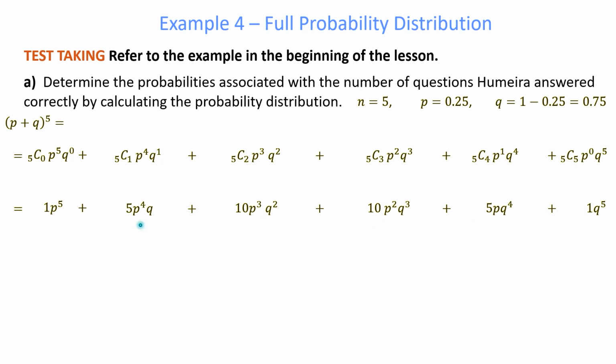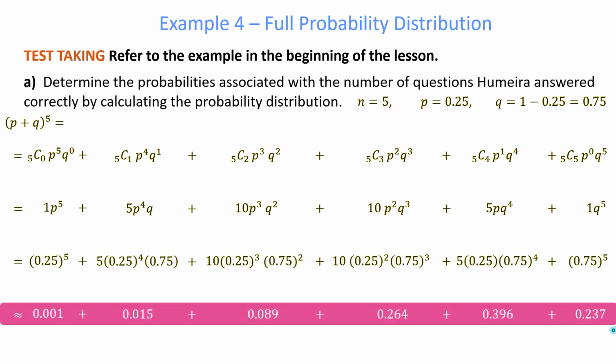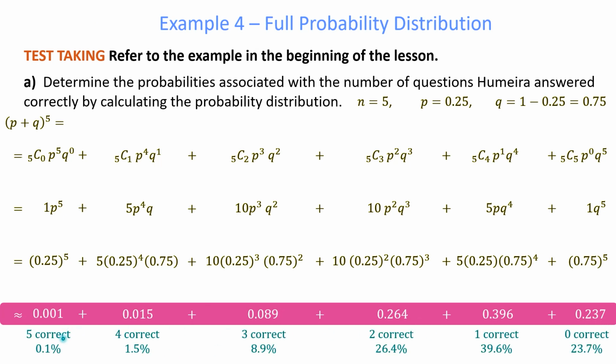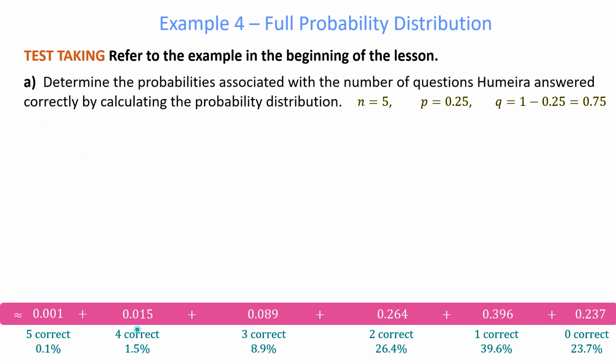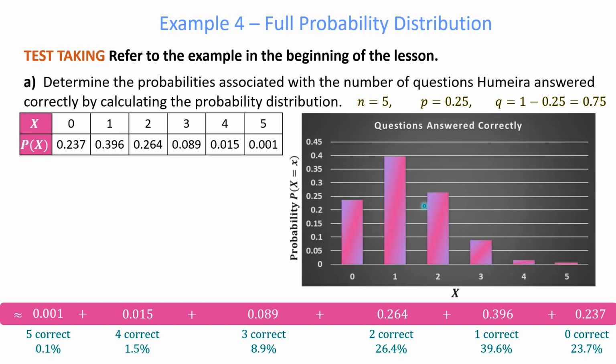And then p and q we can substitute for using these values, which will give us the following, and then we can calculate the probabilities in decimal form. These should all add up to approximately 1. Now the first one represents the probability of 5 correct answers, then 4 correct answers, and so forth. I've written the percentages here because they're easier to understand than the probabilities given in decimal form. Now remember, the probability distribution we can represent in table form, or even as a graph that I've drawn here.